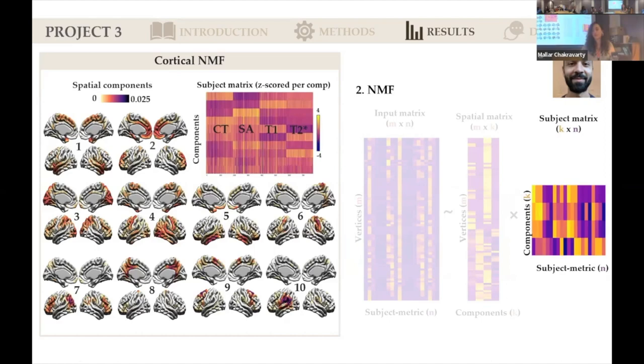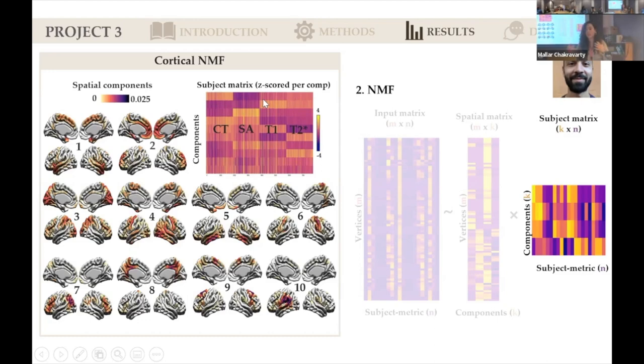The way we often display it is like this, with this large matrix, where we have one row per component. So the first row will be for component one, component two, component three, et cetera. And each line will be a participant, so we will have a weight for participant one, CT, a weight for participant two, CT, et cetera. And so we can describe it such as, for example, component one will have high CT weights, low SA weights, and medium T1 and T2 star weights.